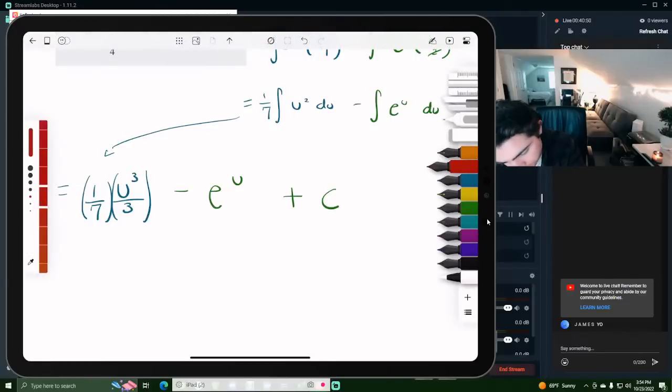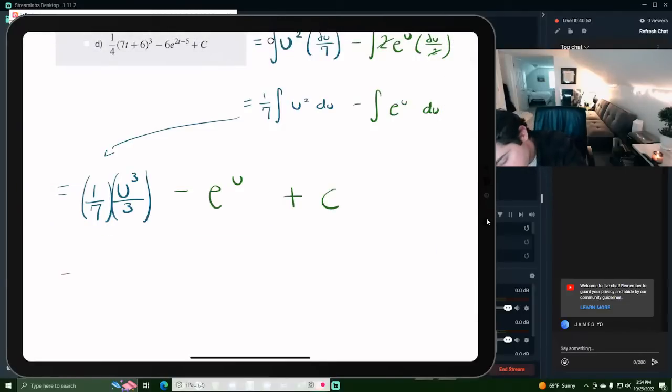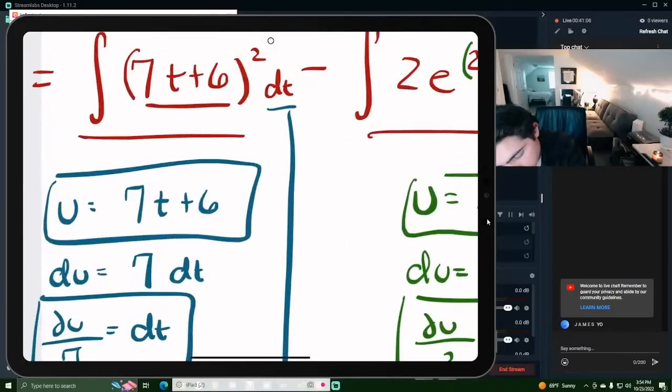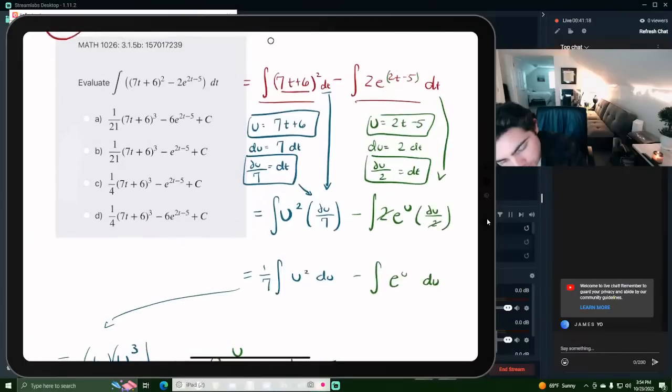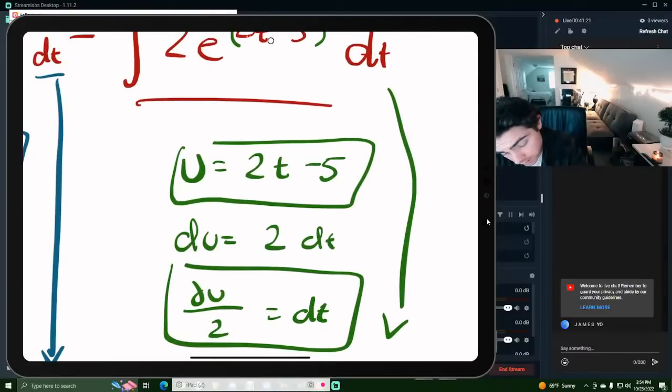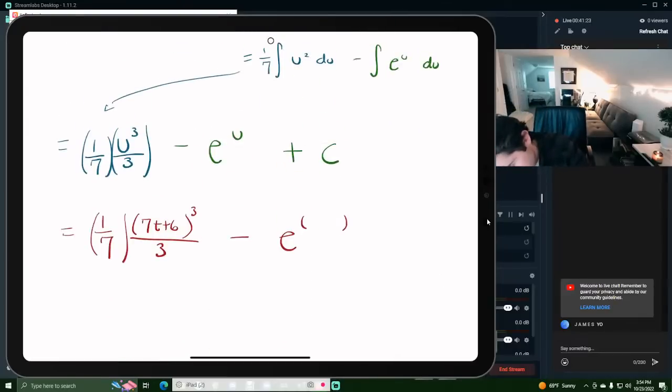That's good enough. And then for the very end here, we're going to make our substitutions properly with these u terms. So we want to make sure we plug the right u back into this u cubed over 3. So that u, the blue u, was 7t plus 6, and that was over another 3. And then minus e to the u, which the green u was 2t minus 5. And then we have plus c.